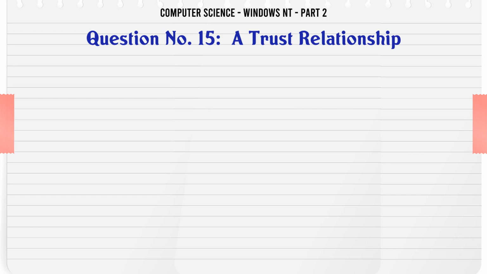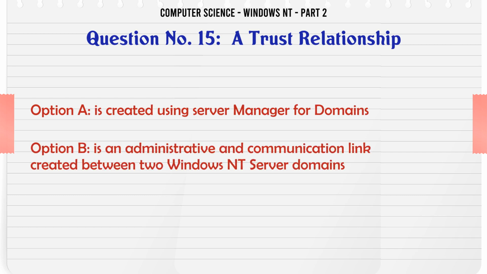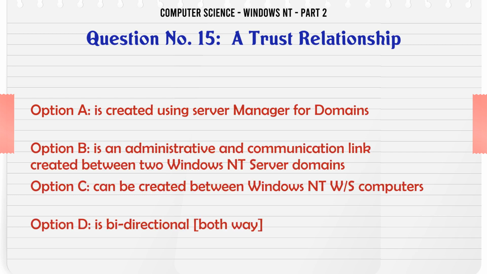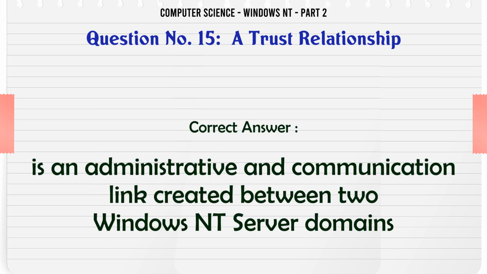A trust relationship. A is created using Server Manager for domains. B is an administrative and communication link created between two Windows NT server domains. C can be created between Windows NT workstation computers. D is bidirectional, both ways. The correct answer is an administrative and communication link created between two Windows NT server domains.